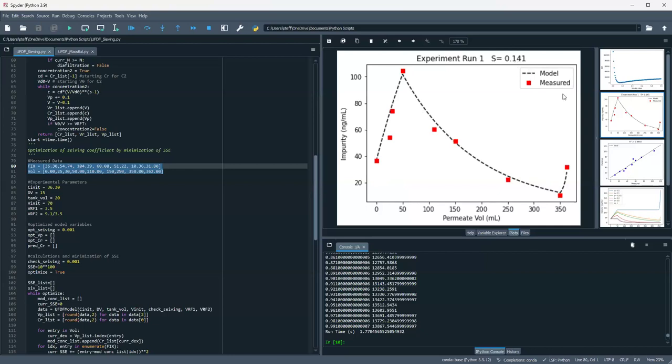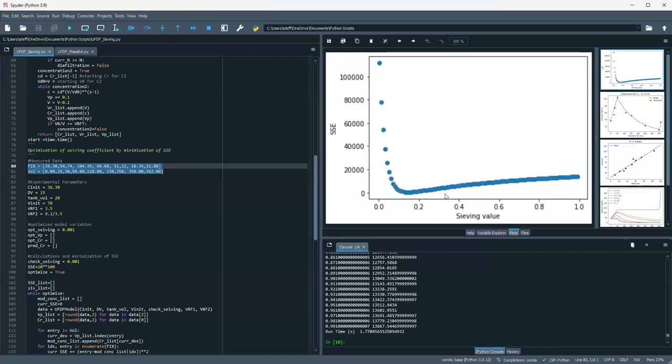And then finally, we have here the sum squared error. So this is just the squared difference between the model predicted concentration values and the measured concentration values for a predicted sieving value. And the model is going to select wherever this sum squared error becomes a minimum.